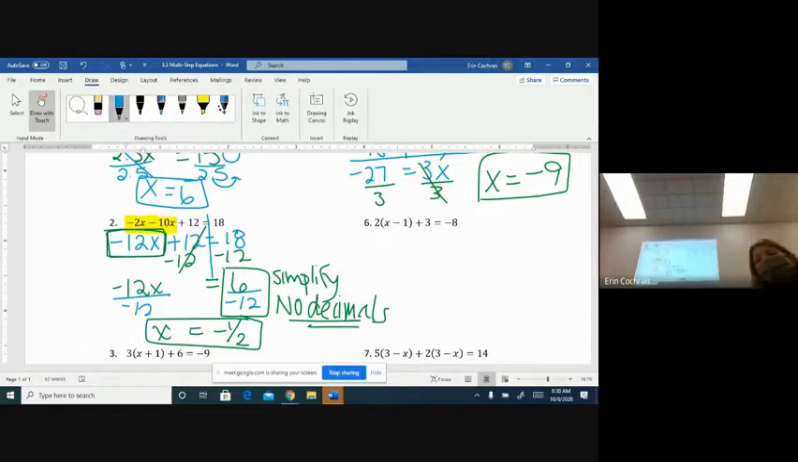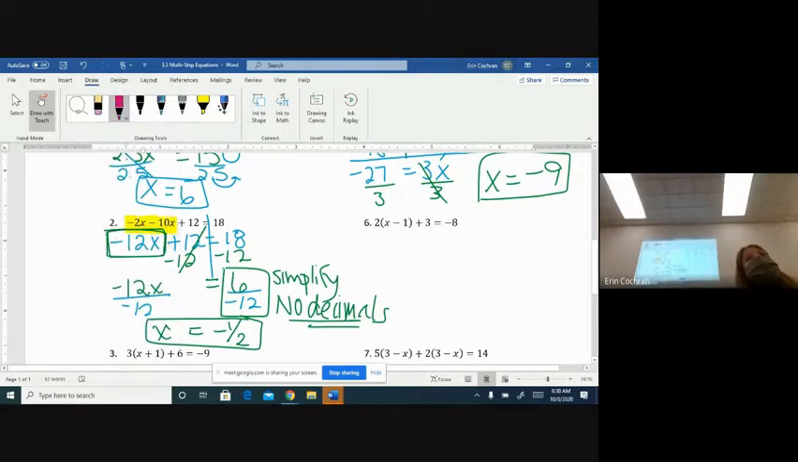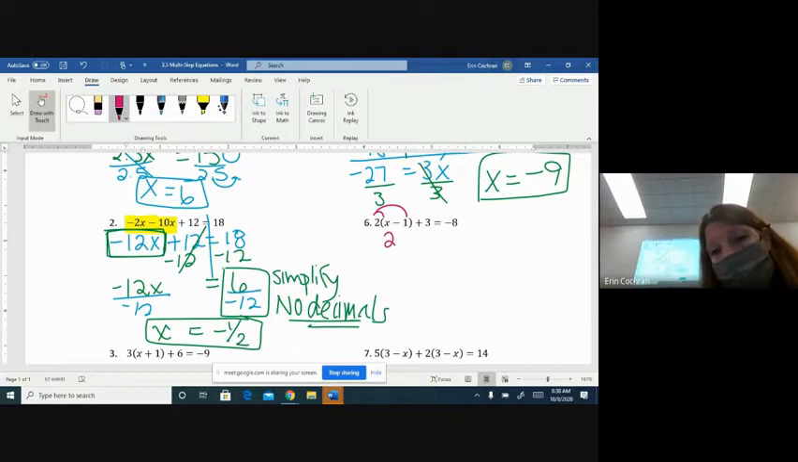All right, let's look at number 6. Now, do we have parentheses here? Yeah, so how would I remove the parentheses? Distribute, and how do I distribute? I multiply 2 to everything inside the parenthesis. Do I take the 2 times the 3? No, because it is not inside that parenthesis, right? So what's 2 times x? 2x. 2 times negative 1? Negative 2. Plus 3 equals negative 8.